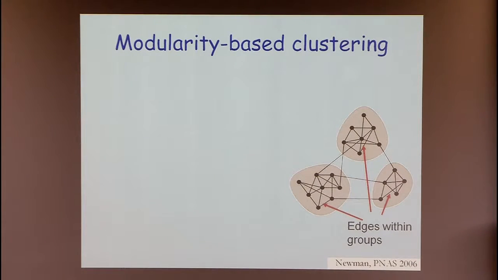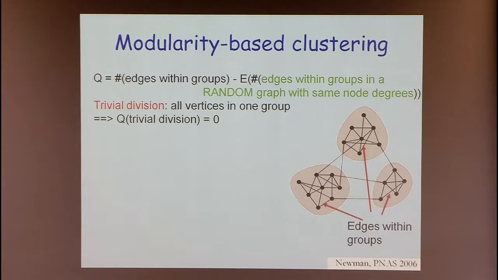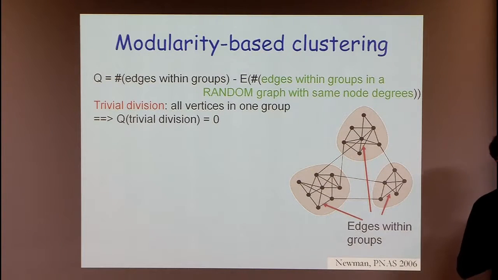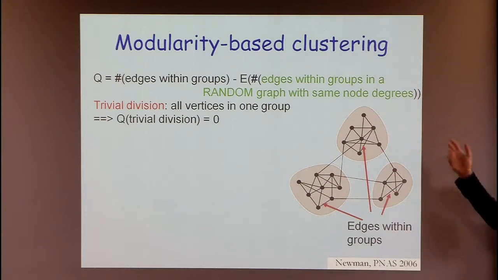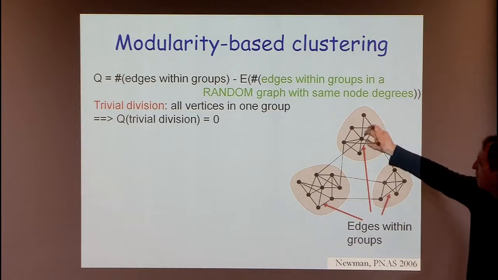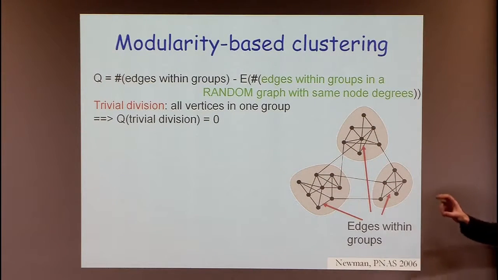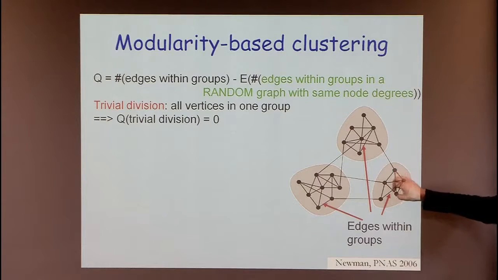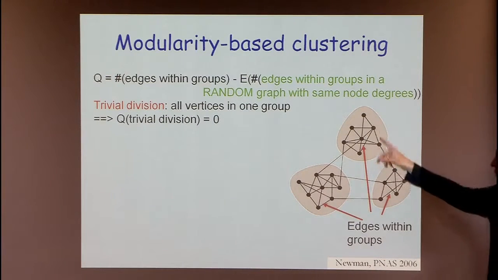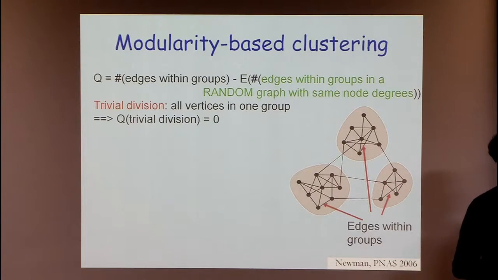So this is a famous work by Mark Newman, which is based on a modularity function that he defined. The idea behind this modularity function is that you want to identify a set of modules or a clustering in which there are many edges within groups, but it's not enough to have a lot of edges within groups. You would like it to be much more than what you would expect at random.